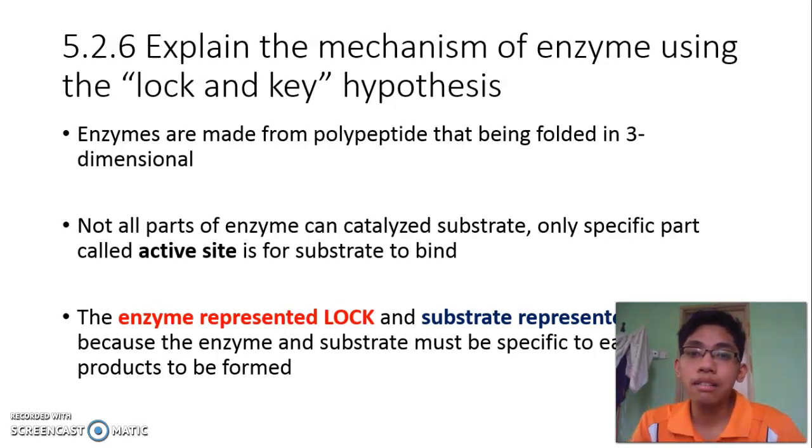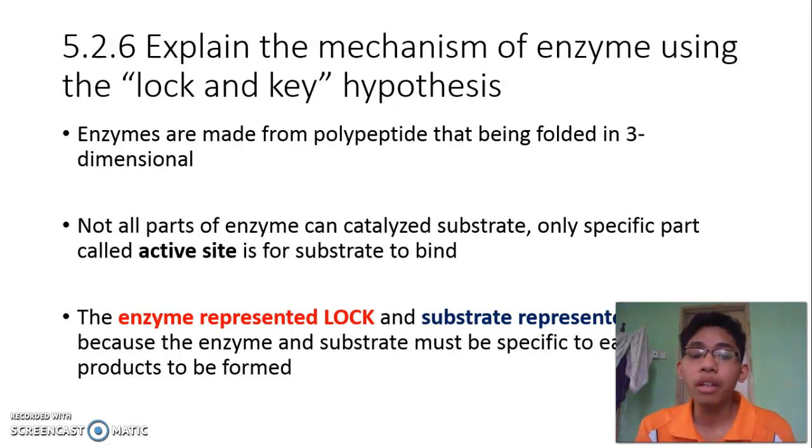For this subtopic, you need to know the lock and key hypothesis. How does an enzyme produce a product? Basically, enzymes are made from polypeptide. They are made from protein that is folded into three-dimensional shape. So an enzyme is not 2D, like you saw in the textbook. It is folded in three dimensions.